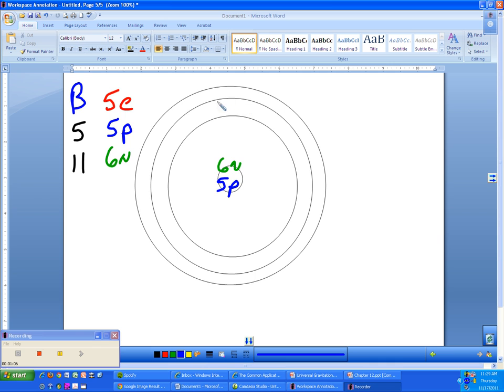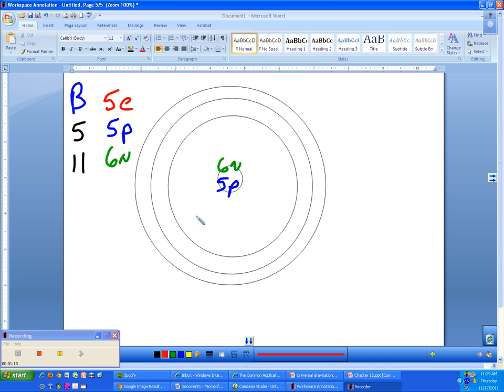And the way we locate the electrons in the electron cloud is: the first energy level can hold 2 electrons. The second energy level can hold 8 electrons. And the third energy level can hold 8 electrons. And so for our discussion, we're just going to be using these 3 energy levels. There are other energy levels, but we're not going to discuss those today.